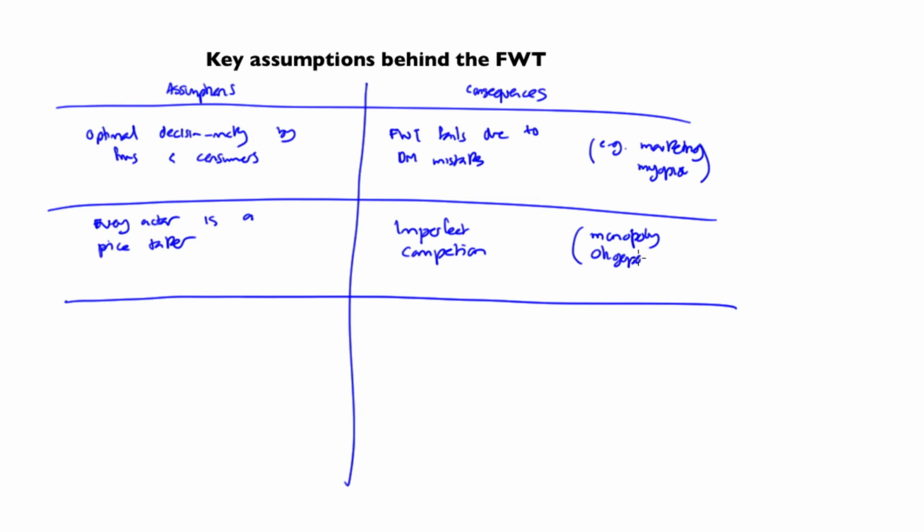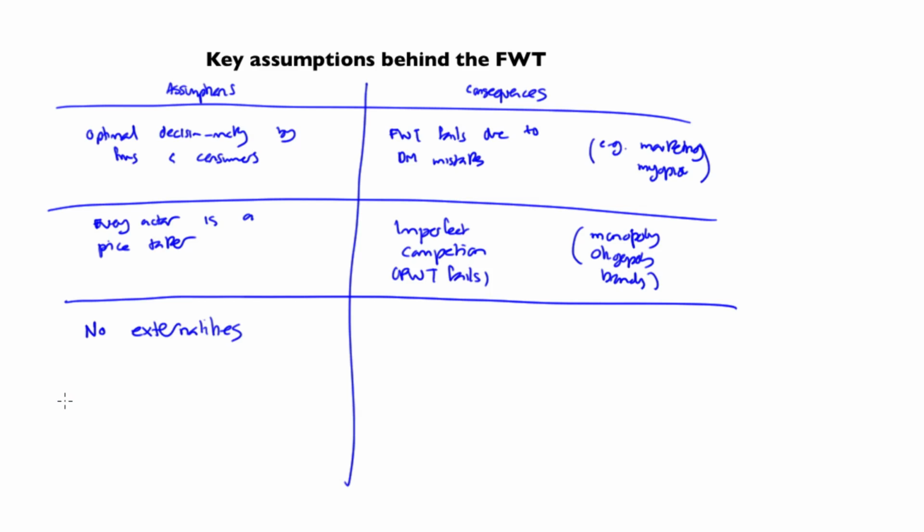oligopoly, or branding. It also leads to a first welfare theorem failure, but for different reasons. And in later units of the course, we're going to study what are the outcomes generated by markets in those cases. Another assumption is that there are no externalities.